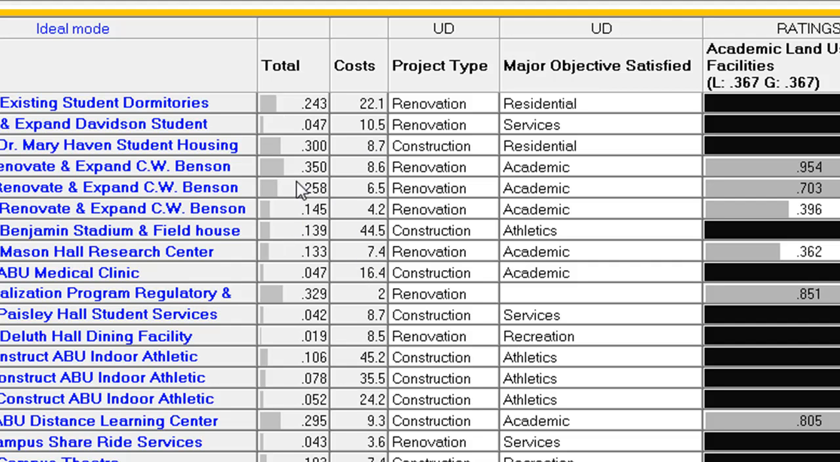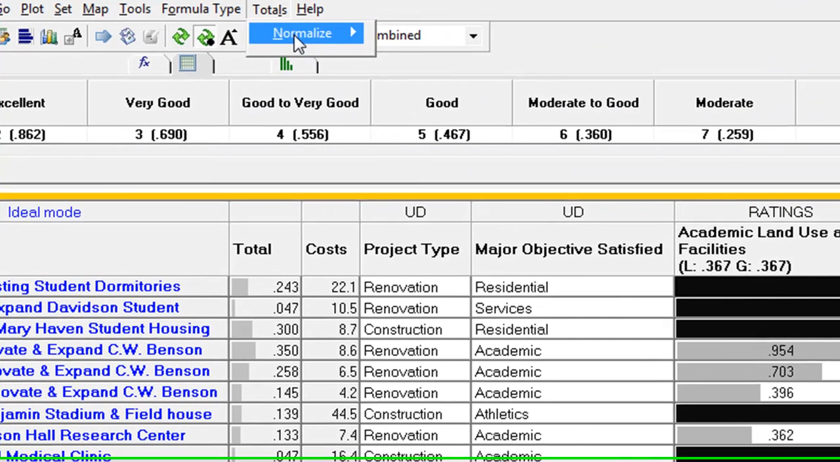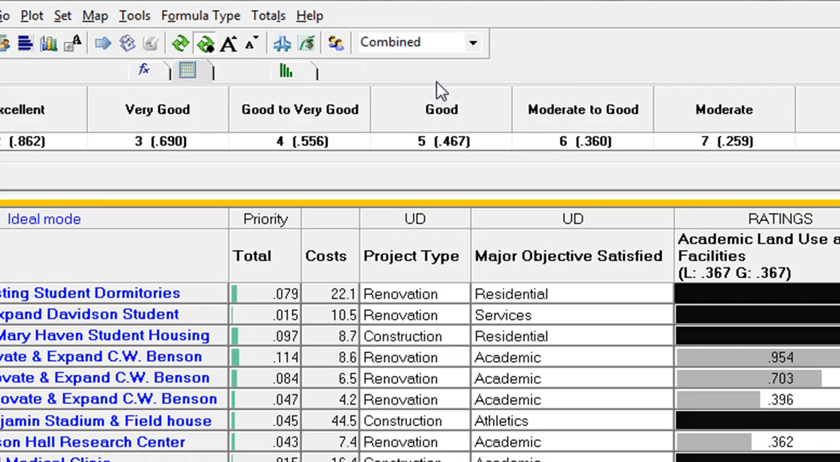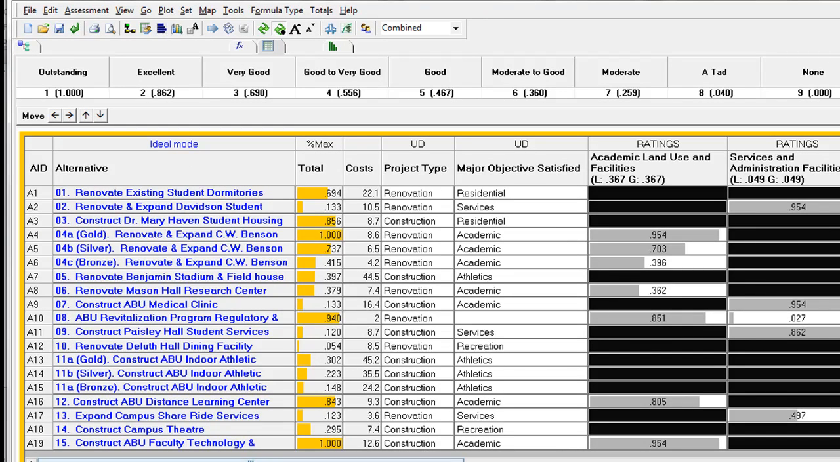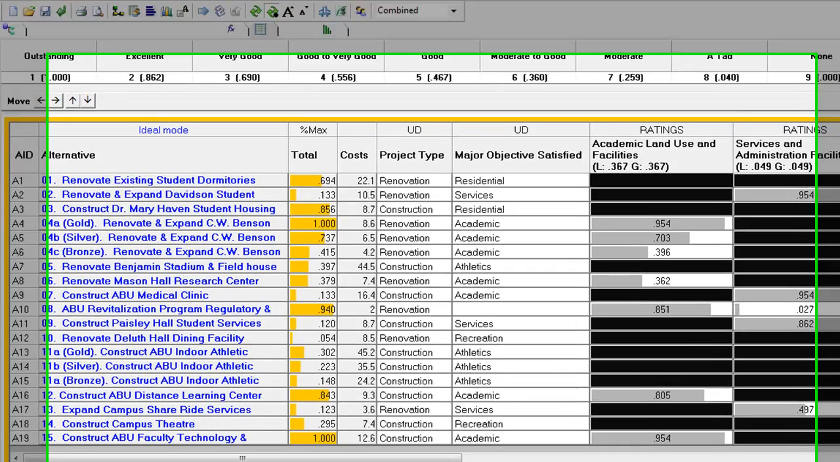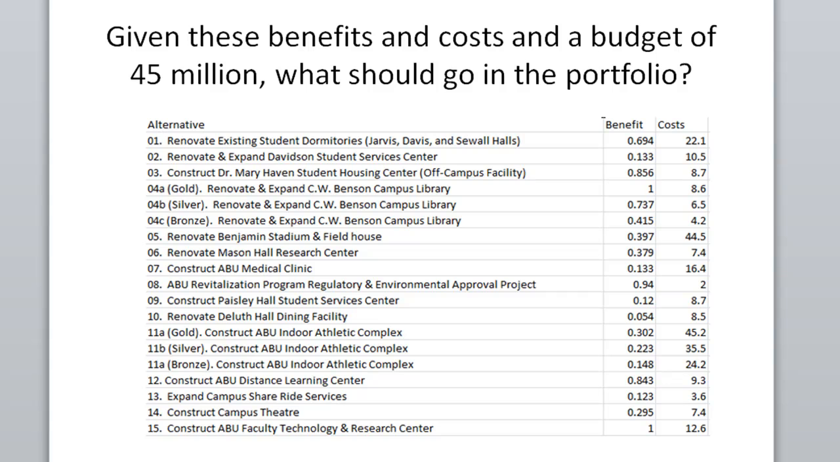Now, these numbers are ratio scale numbers, and if we can normalize them in various ways by priority or as a percentage of maximum, such that the ratios remain the same, we'll get the same optimum portfolio regardless of how we normalize. So we'll normalize based on percent maximum. So now the question is, which of these projects do we pick so that we have the maximum total benefit without exceeding our budget? So suppose our budget is $45 million. What should go into the portfolio?